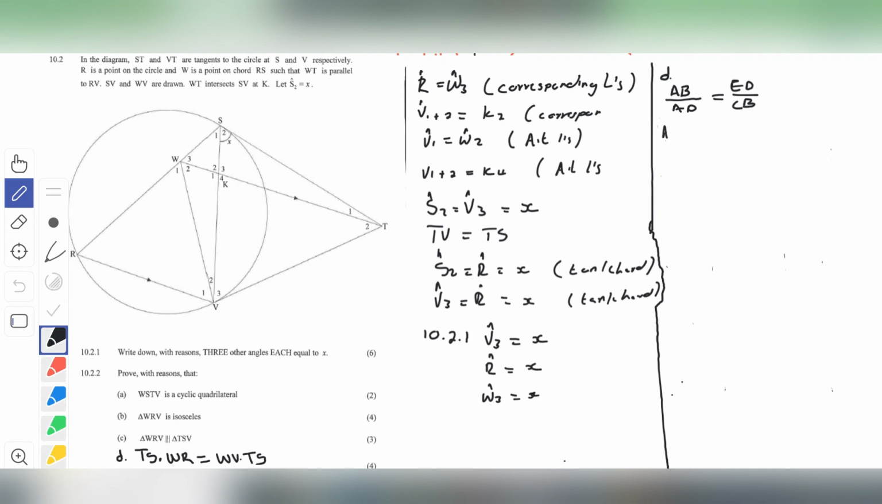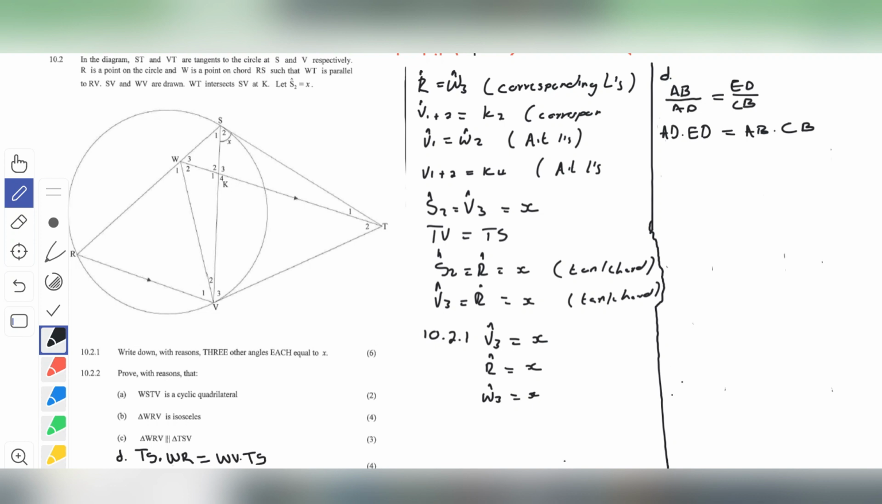So now, if we cross multiply, we have AD multiplied by AD, which is equal to AB multiplied by CB. Do you guys see it? It's the same thing, eh? Yeah, that's what they do. That's what they do. So now we're requested to prove this.